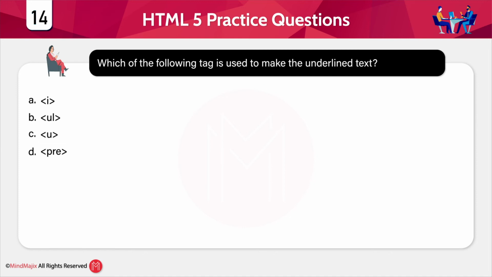U tag is there. U tag means what? Underlined. To make the underlined text, we use which tag? U tag. Pre tag, we have already discussed, right? So what is the correct answer for 14th question? C, option C. That is U tag. U tag is used to make the underlined text.